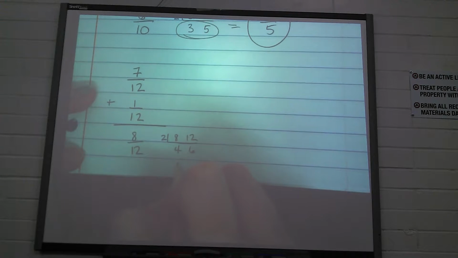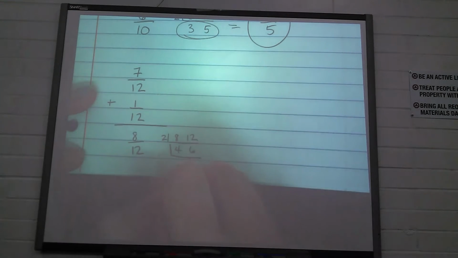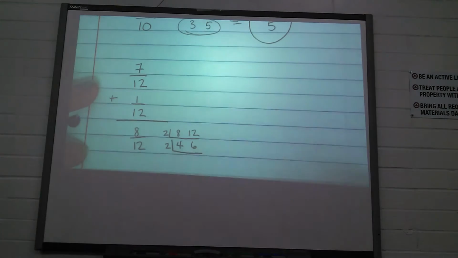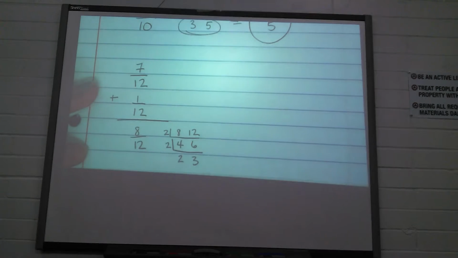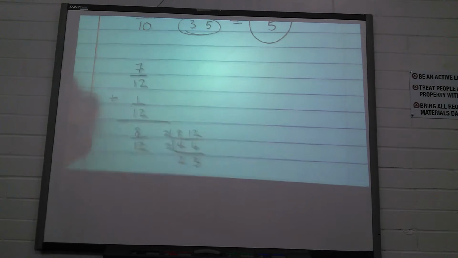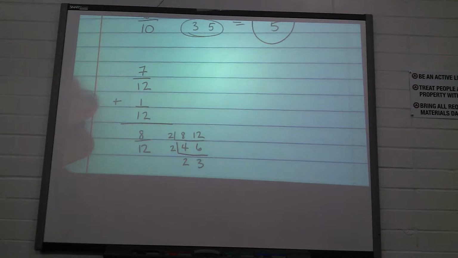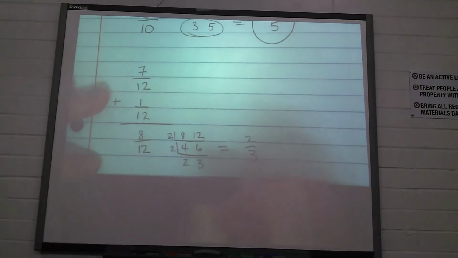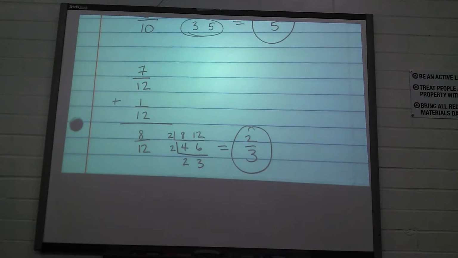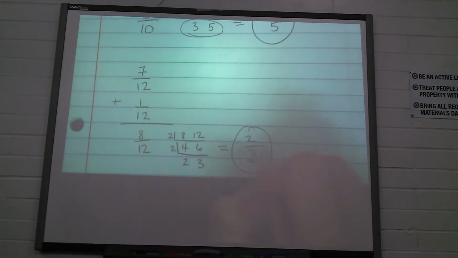6 times 2 equals 12. All right, 4 and 6, those are both even numbers as well, so I know 2 goes into both of them. 2 times 2 is 4. 3 times 2 is 6. Now I'm left with 2 and 3, which are both one number apart, so there is not going to be any further reducing needed. And my answer is 2/3.